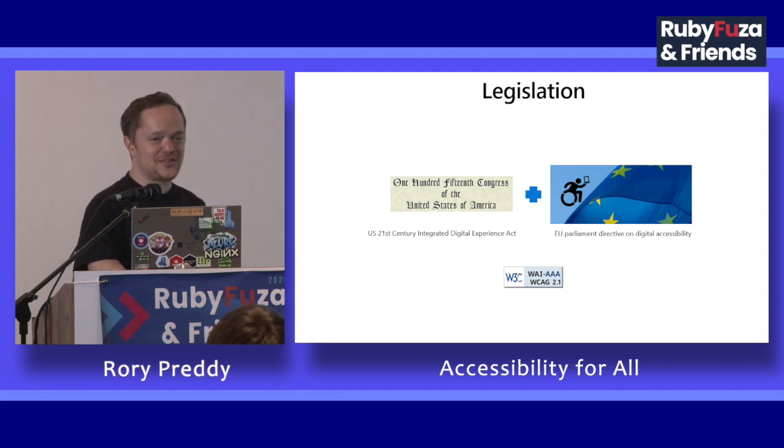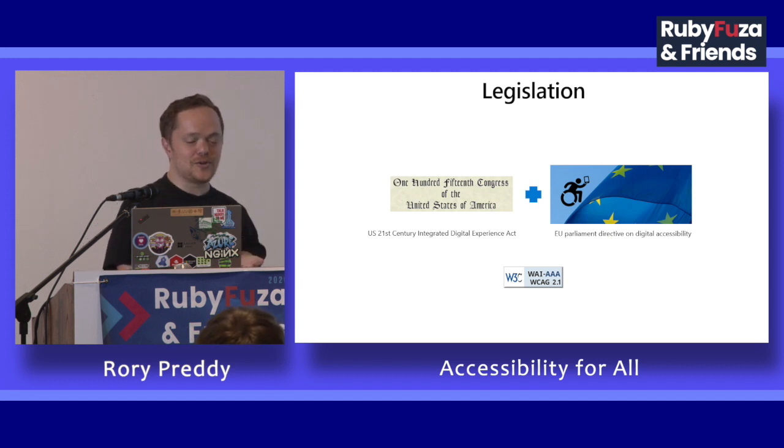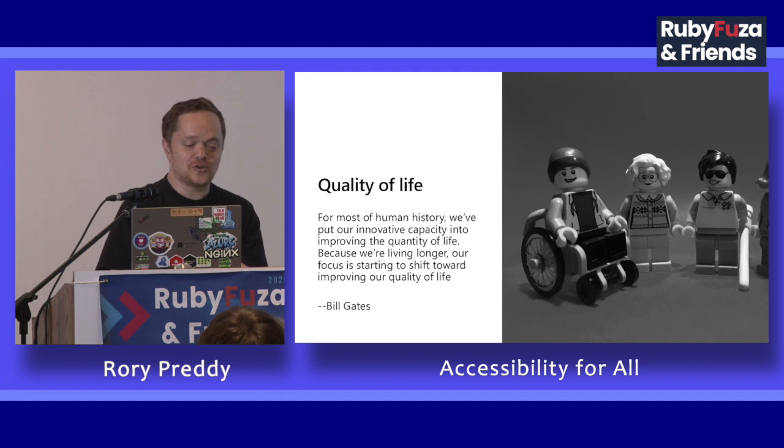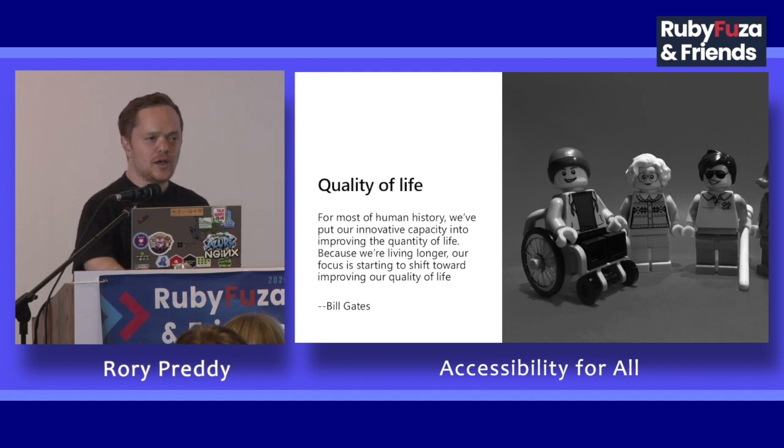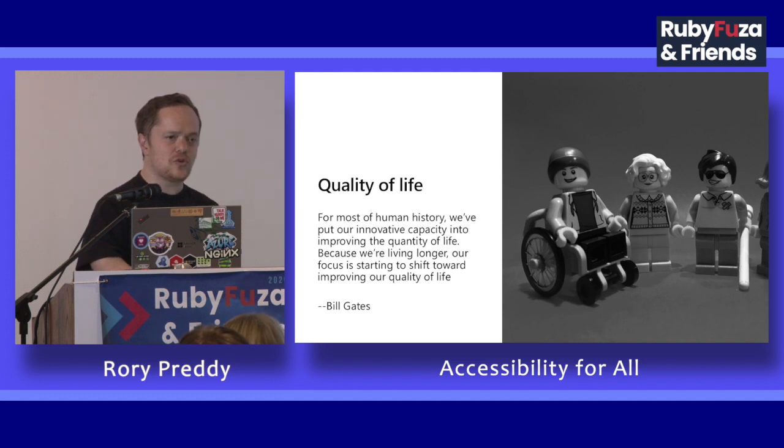So I've showed you the stick. What about the carrot? So this is a nice quote. For most of human history, we put our innovative capacity into improving the quantity of life. Because we're living longer, our focus is starting to shift towards improving our quality of life. Altruism. We've decided that we want to actually be accessible. So stick or carrot. So we've got both of those motivators pushing, and we still have that hardware. So how do we solve the hardware?